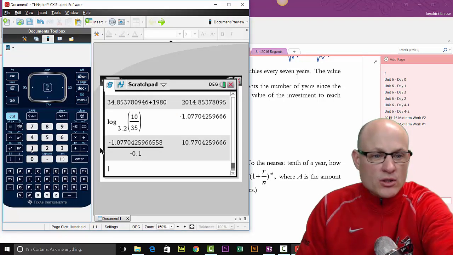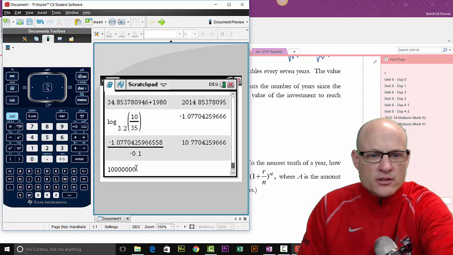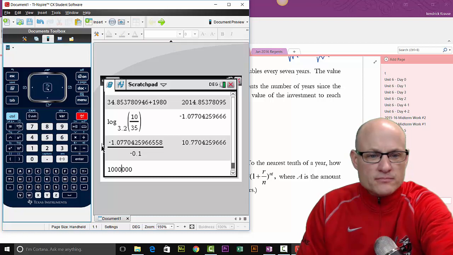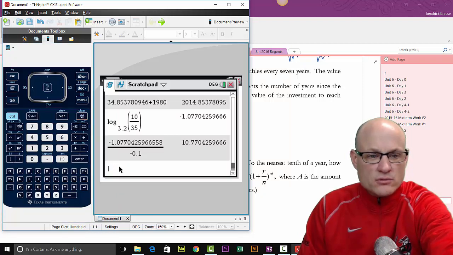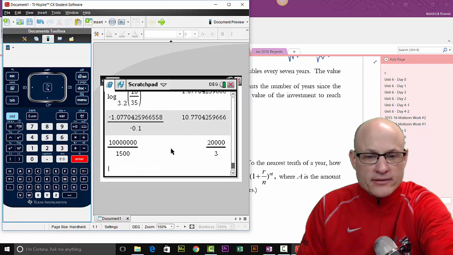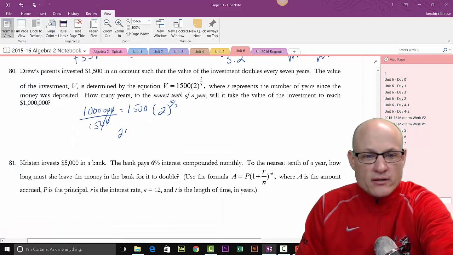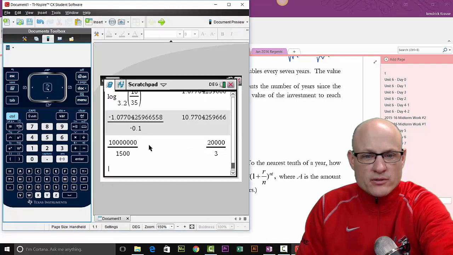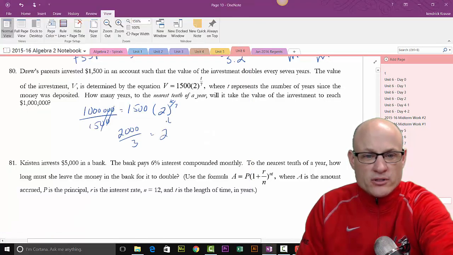So 1 million, 1, 2, 3, 4, 5, is that 1 million? That's 10 million. Whoa. Oh, I know why it's doing that. 1, 2, 3, divided by 1,500 equals that. So 20,000 over 3 is equal to 2 to the t over 7.